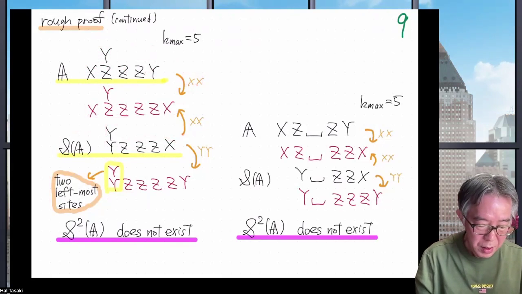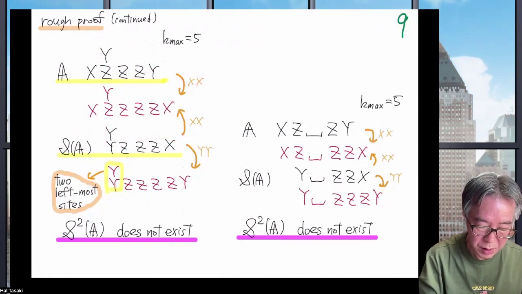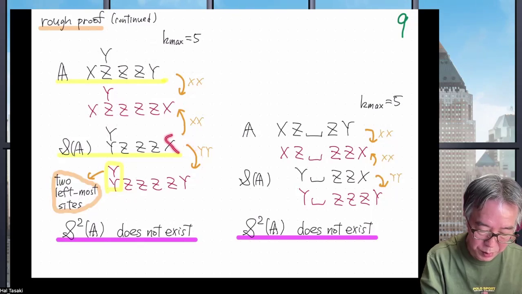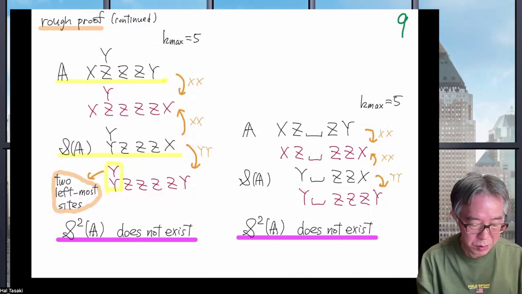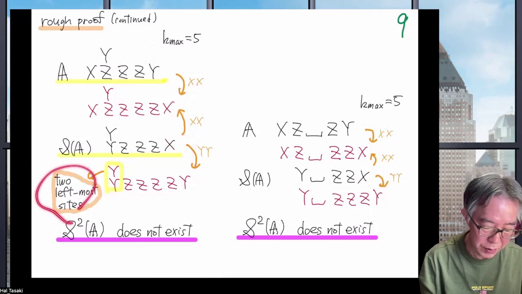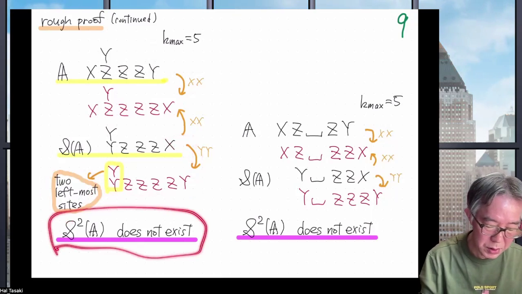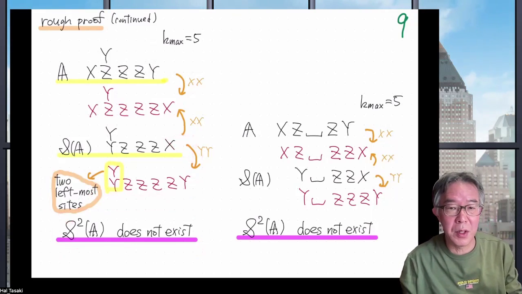That is okay. But you can never shift this again, right? Because, of course, you can always append this. But can you eliminate this? No. In this case, you have 2 leftmost sites. So in this case, the second Shiraishi shift does not exist.